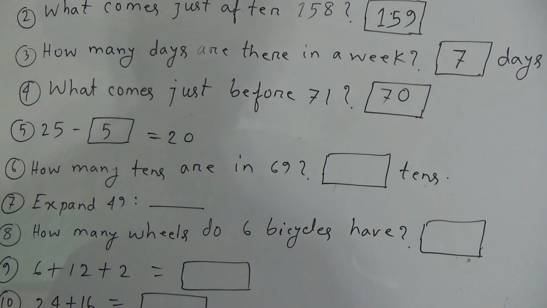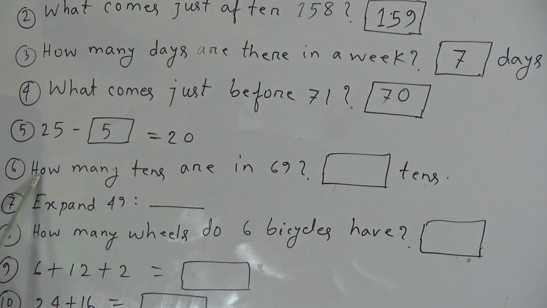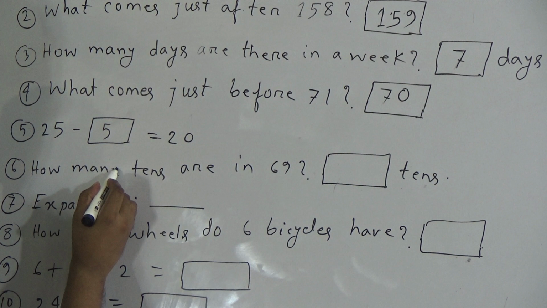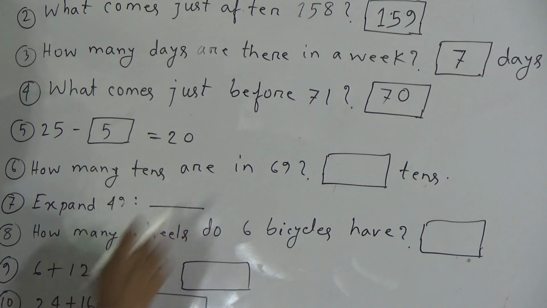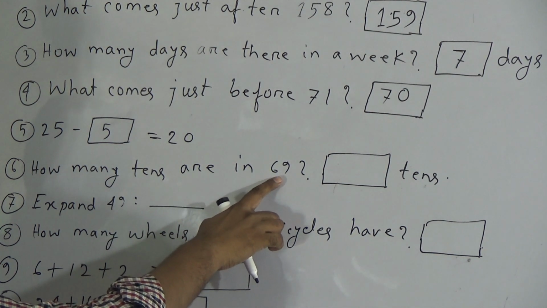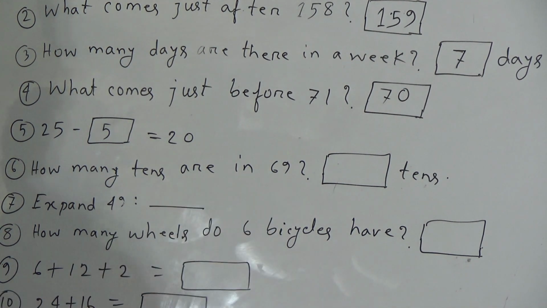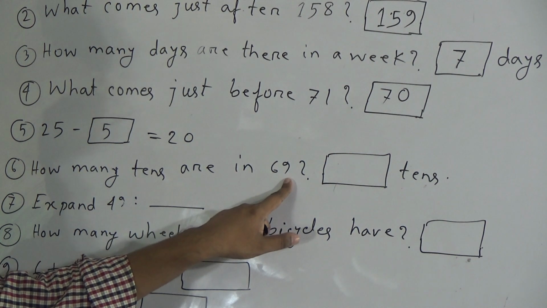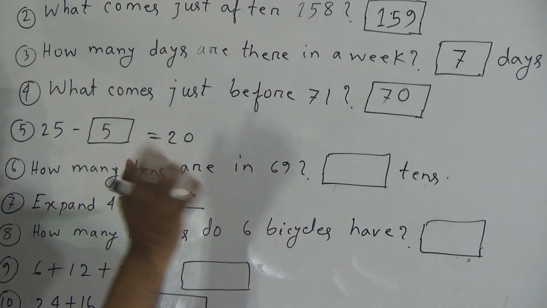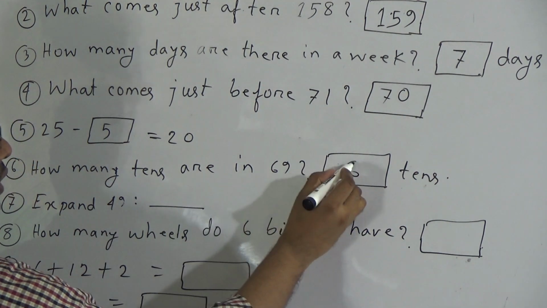Now sixth number, how many tens are in 69? In tens place, here 6 exists. 9 is in ones place, and 6 is in tens place. So how many tens? 6 tens. Answer will be 6.